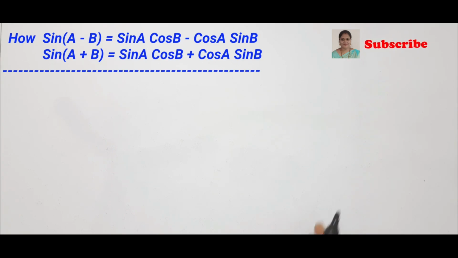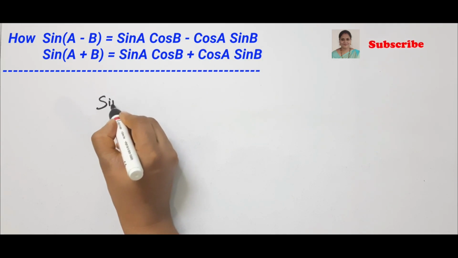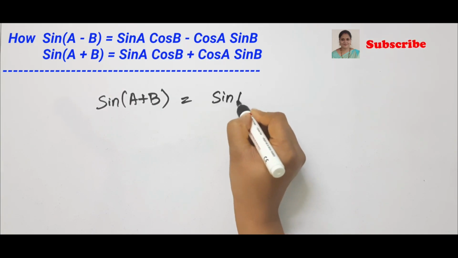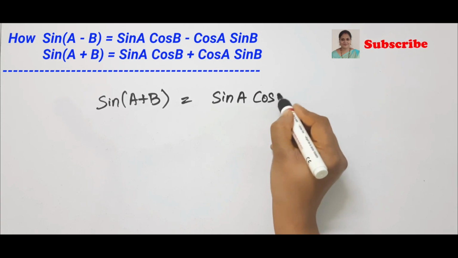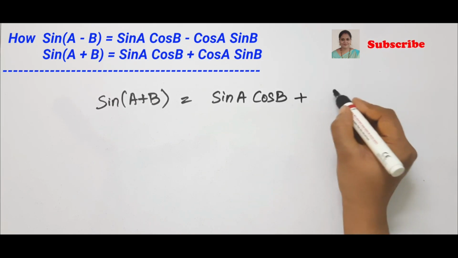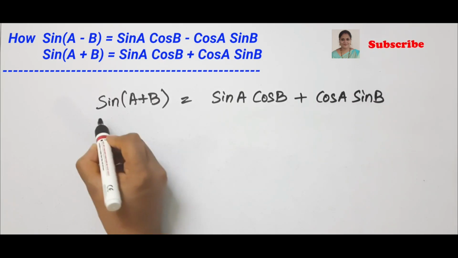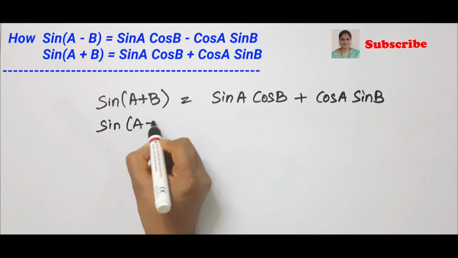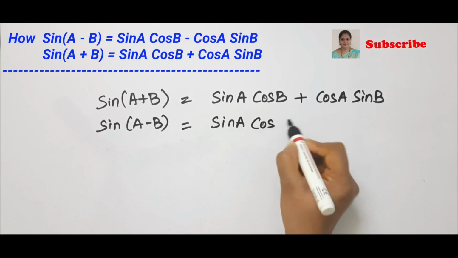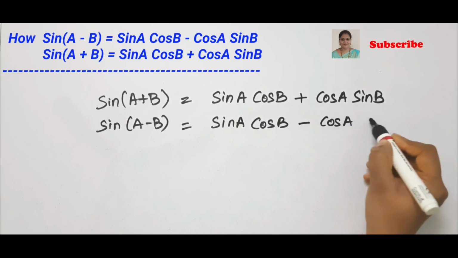Now, in this video, let us start studying about sin of A plus B and A minus B. Sin of A plus B equals sin A cos B plus cos A sin B. Here the plus sign is there, so in case of sine, you will get plus only. Sin of A minus B equals sin A cos B minus cos A sin B. Here minus is there, so you will get minus here.